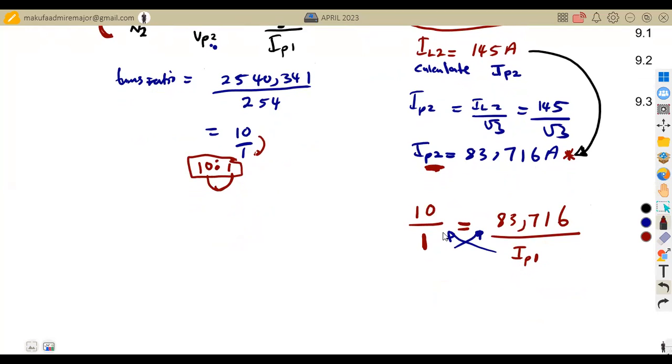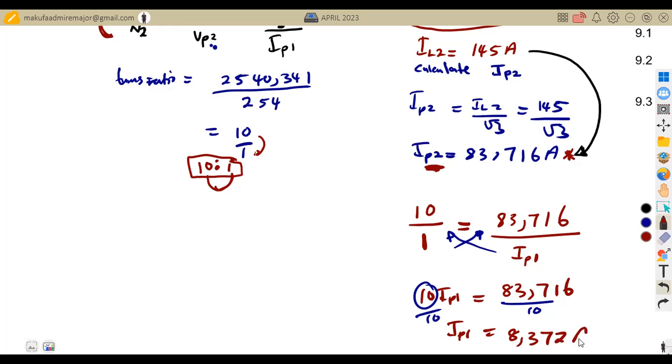That's going to be 10 times the first current in the primary is equal to 83,716. Divide by 10 both sides. Since we are multiplying here by 10, we are going to divide by 10 both sides. So we are going to obtain our first current, which is going to give us 8,3716, which is going to be 8,372 in this case in amps.